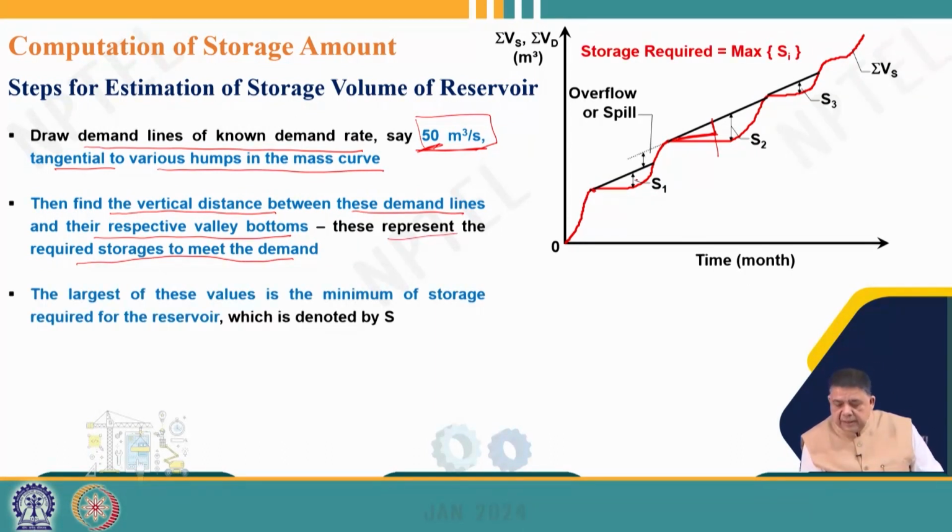So, for example, here from valley bottom to this particular line is S1. Then again in the second valley we have S2, and in the third valley we have S3. This is the storage required to meet the demand in this particular period. This S2 is required to meet the demand in this period. So, basically, the storage required as far as the reservoir is concerned is the maximum of Si, wherever it occurs, which gives us the storage required in order to sustain this particular demand.